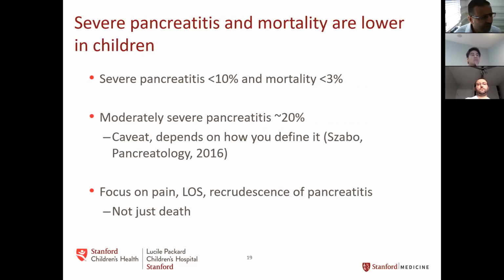But that gives us an opportunity to focus on non-mortality issues, because remember, pain, length of stay, recurrence of pancreatitis are major problems that patients suffer from. It's not just death that we should be thinking about.